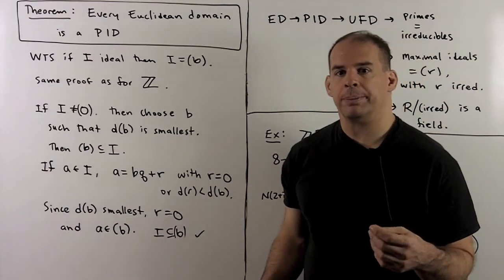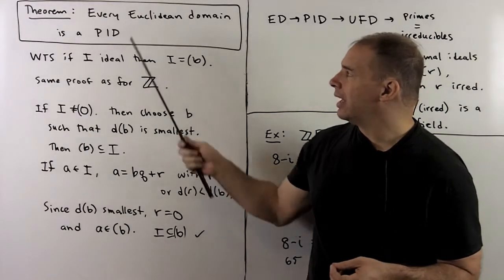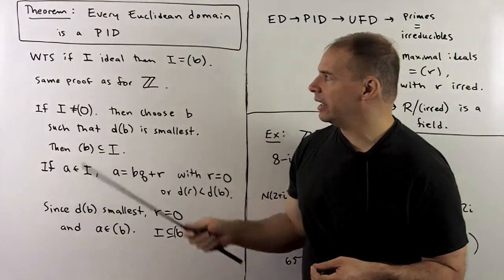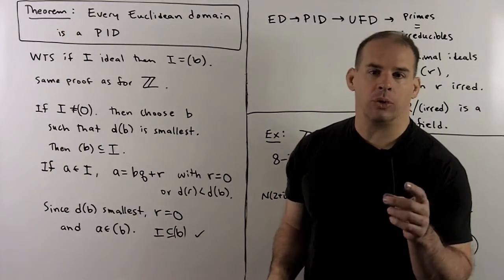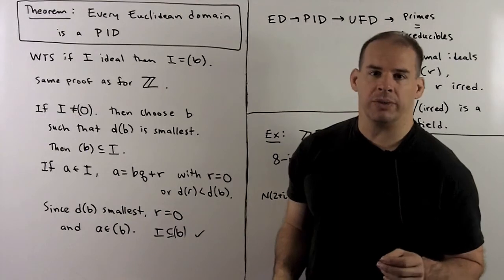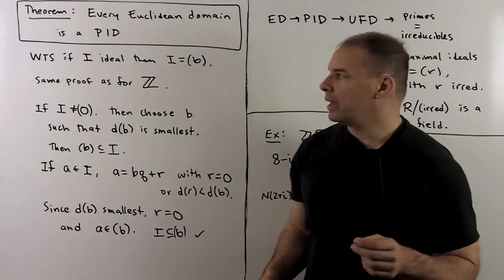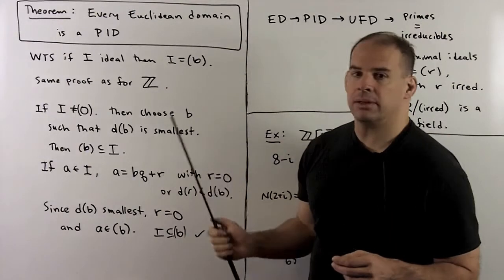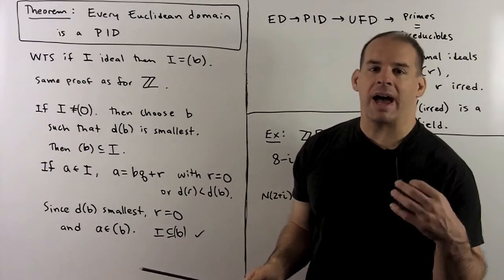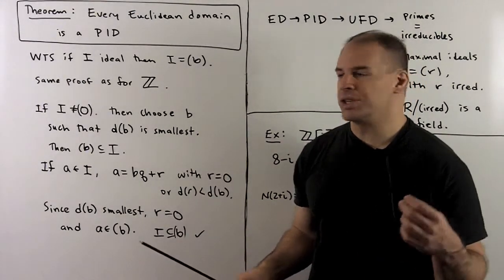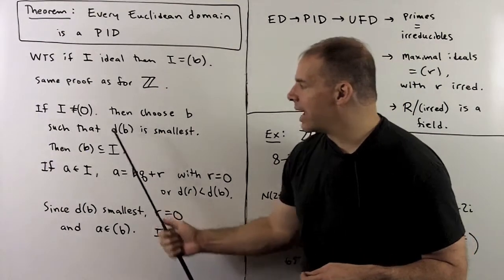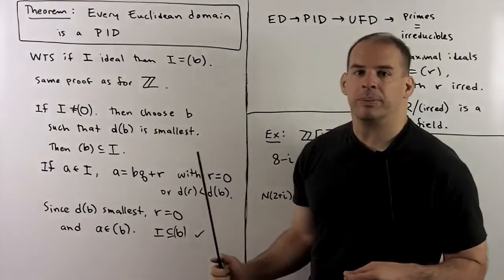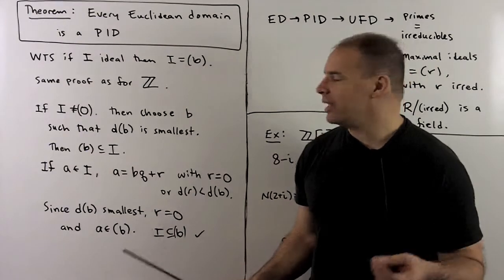Working more generally, we have the following theorem. Every Euclidean domain is a PID. For the proof, we use the same proof that we used for the integers. Now I want to show if I is an ideal, then I is generated by a single element. If I is not precisely 0, then there exists a non-zero B such that D of B is smallest. Then the ideal generated by B is contained in I.